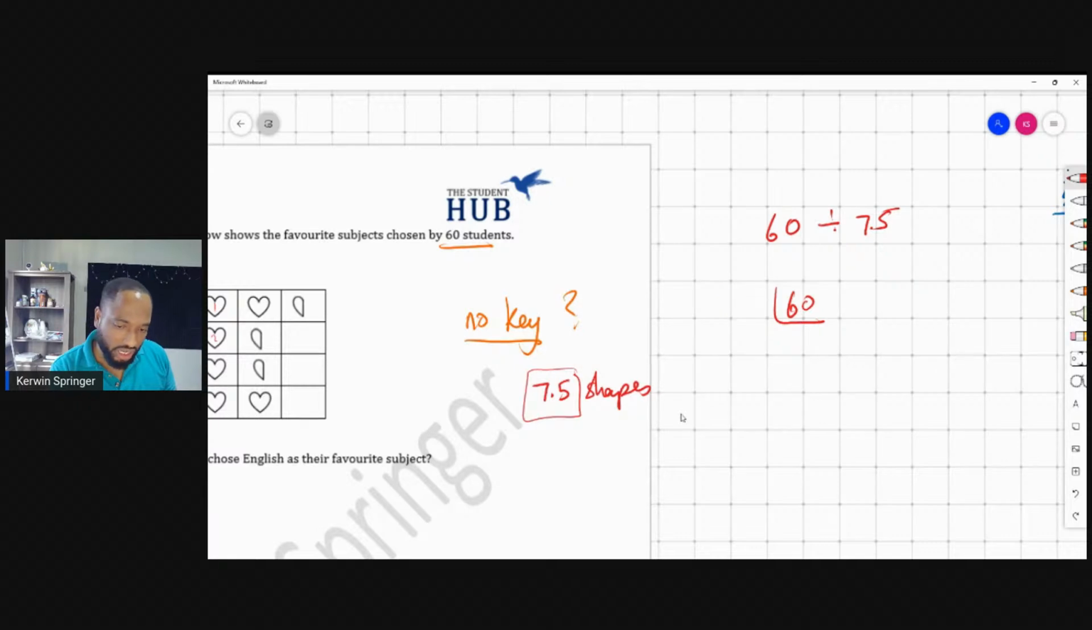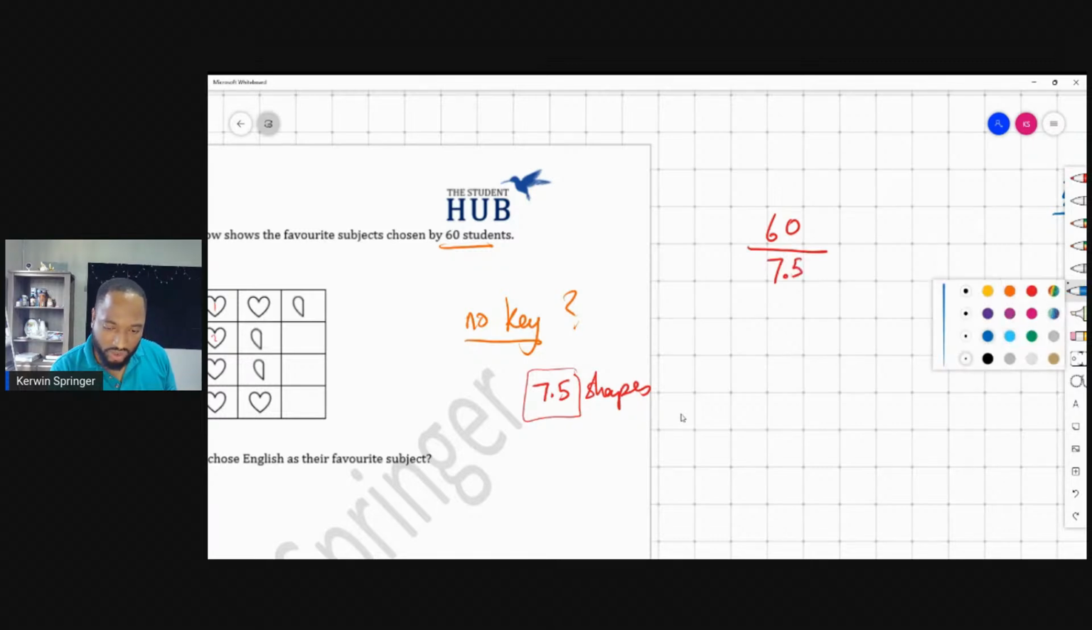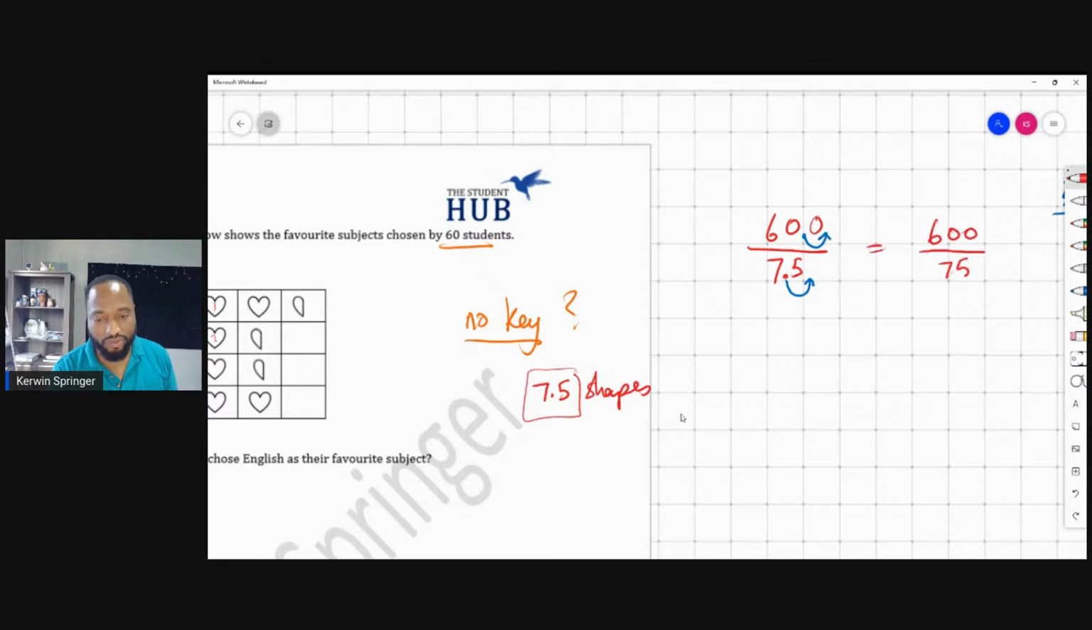Well, a shortcut with these decimals, if you have 60 divided by 7.5, one tip that may really help is to move the point away, back here. If you move the point on the denominator, you should move it also on the numerator. The point is here, so it goes there. So I could think of this as 600 divided by 75. You all understand that?